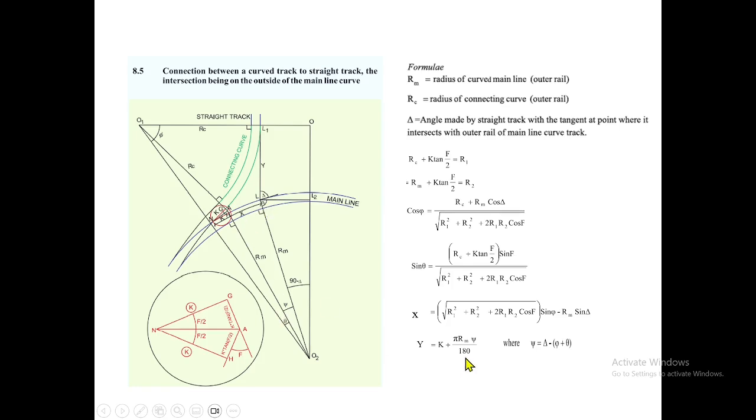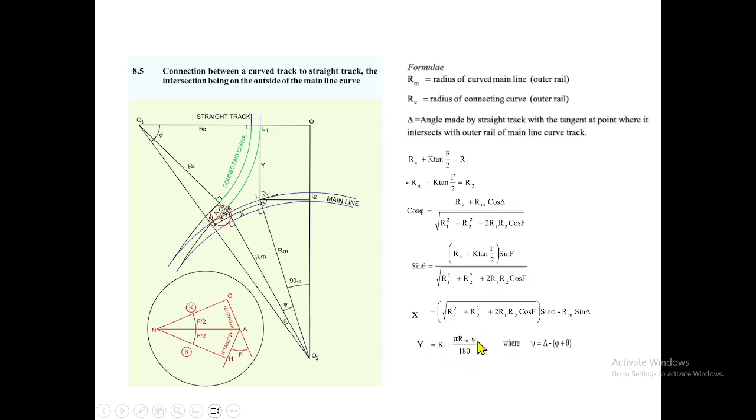R psi equals this arc length, this distance, and psi is in radians. If you want to convert it into degrees, it is R psi times pi by 180. So this distance plus K we are adding. K means the distance from the theoretical nose of crossing to the heel of crossing, that K length. This is a standard dimension value. So you are adding that.